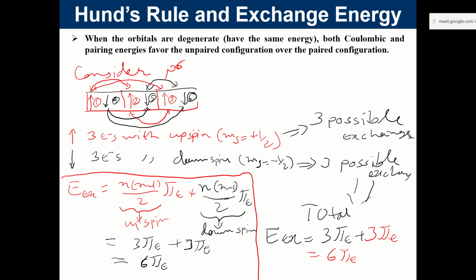So 6 plus. So this is how you get this thing. Okay. So remember this. समझ गए. सो एक्सचेंज एनर्जी को लेके अब आपको कोई कंफ्यूजन नहीं होना चाहिए.